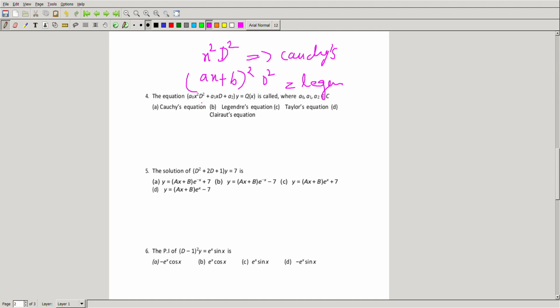So here D square is multiplied with x square. Don't worry about the constant terms or the number of terms. So D square is multiplied with x square, therefore the answer is Cauchy equation, right?